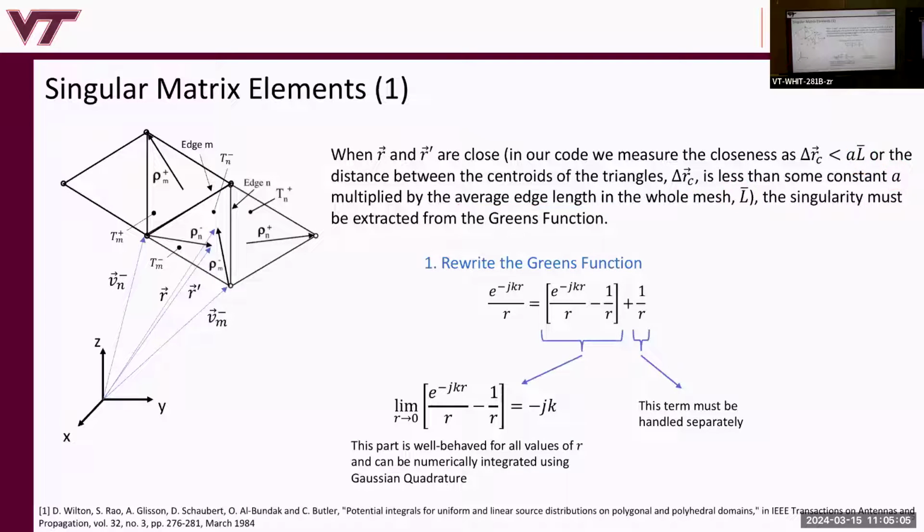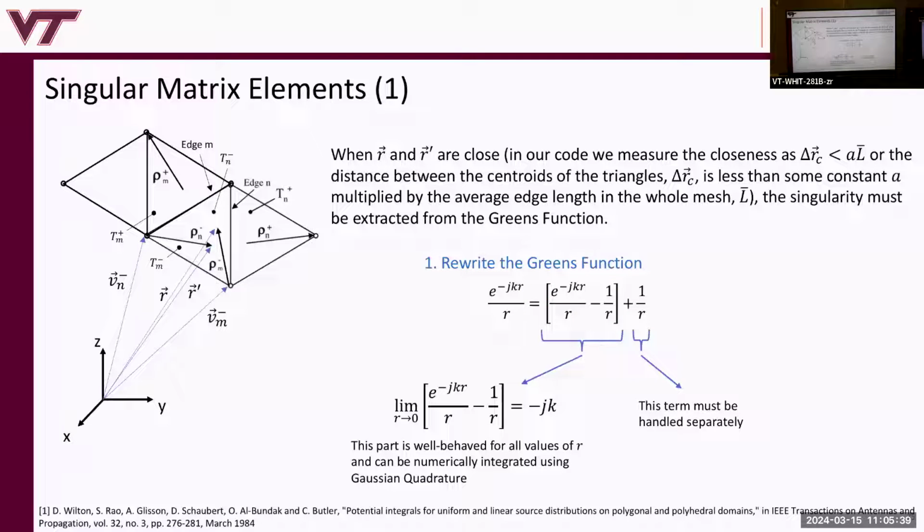The singularity must be extracted from the Green's function. It's a Green's function that becomes infinite, right? When the source and observation point approach each other. So what do we do? We rewrite the Green's function, e to the minus jkr over r, and we add and subtract the same term from it: plus 1 over r, minus 1 over r, right? So that means this equality is upheld. If you add a constant and subtract it, then it's the same function, right?